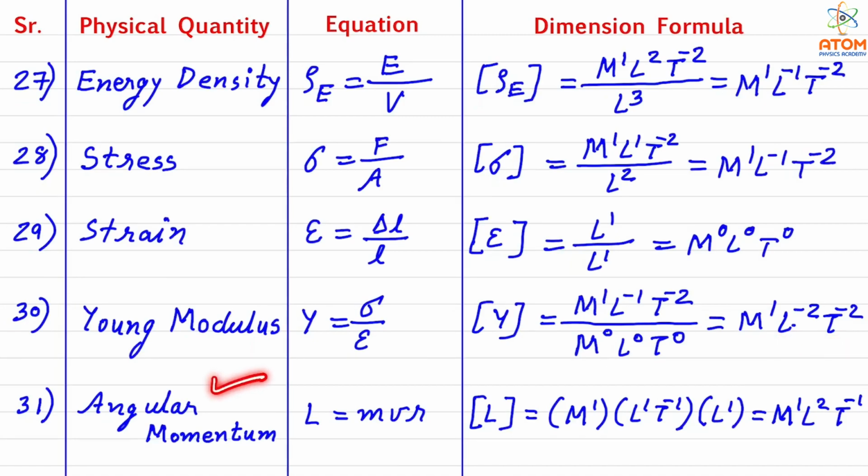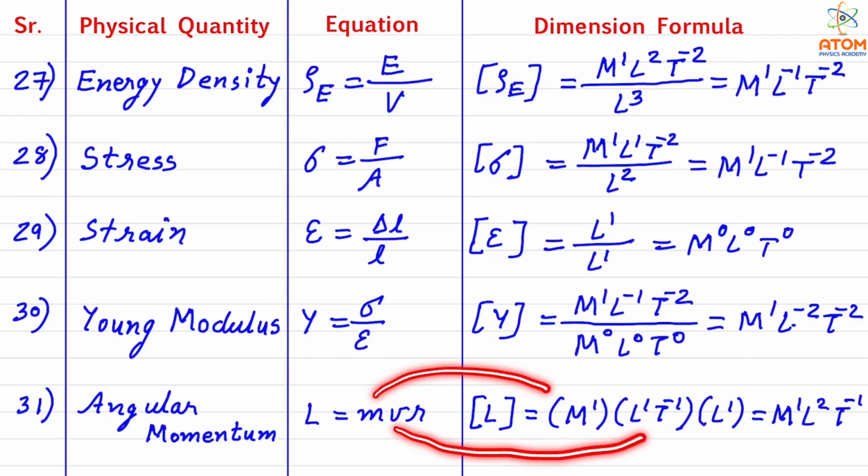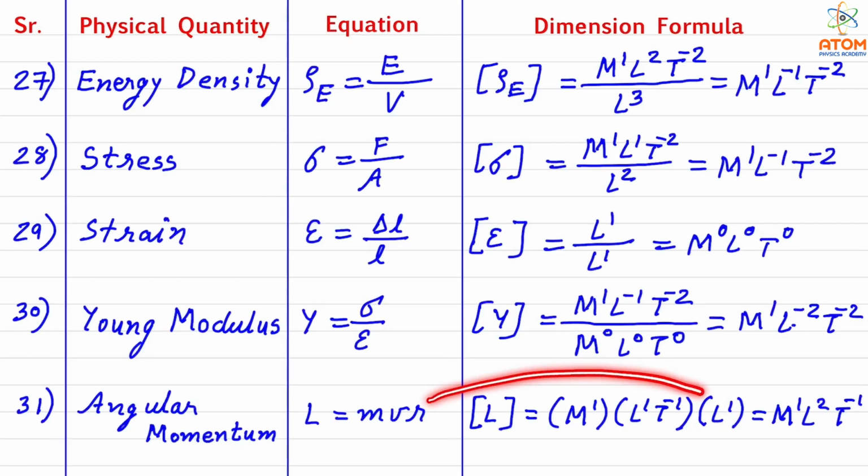Then comes angular momentum. This is a physical quantity of rotational motion. Angular momentum is denoted by capital L. Capital L is equal to mvr, mass into velocity into radius. So mass can be written in the dimensional formula as M1, for velocity L1 T minus 1, and for radius obviously L1. Solving this, we will get M1 L2 T minus 1.